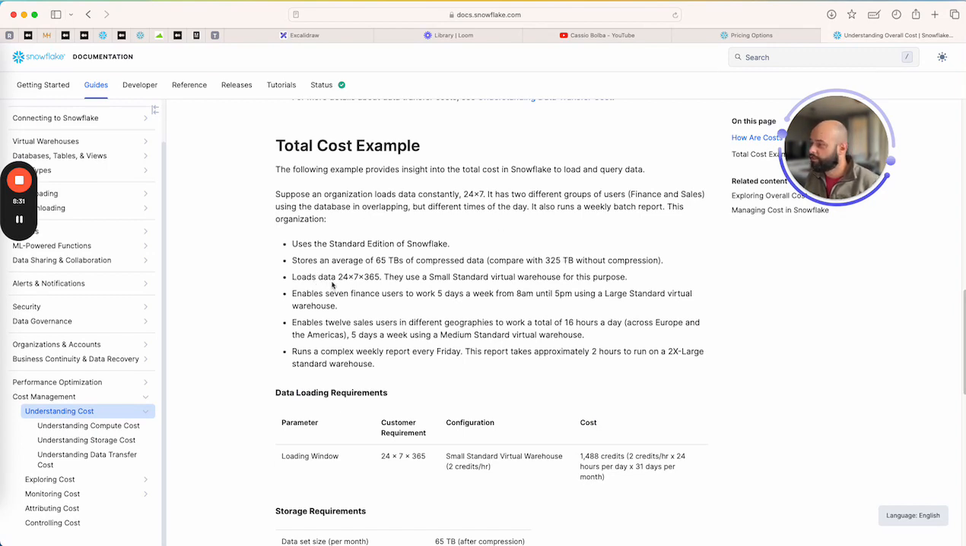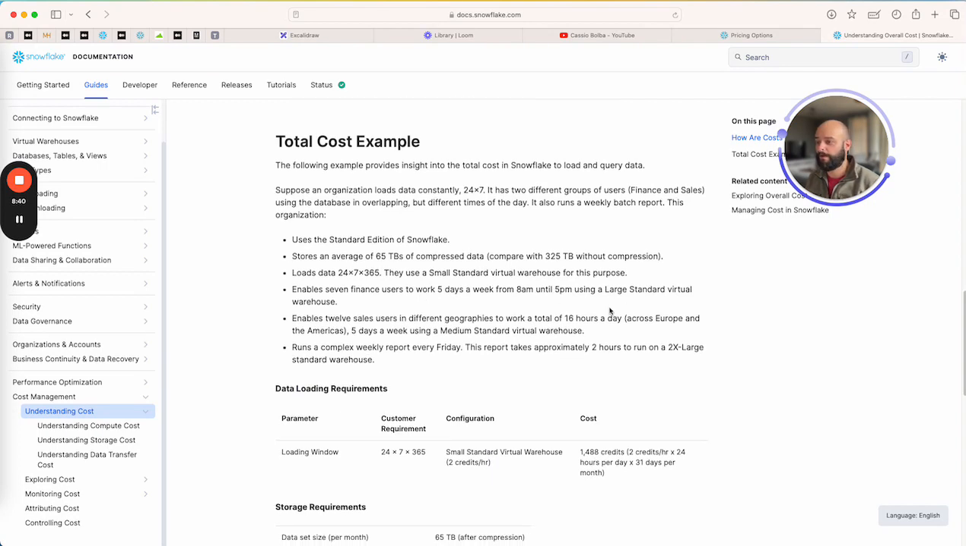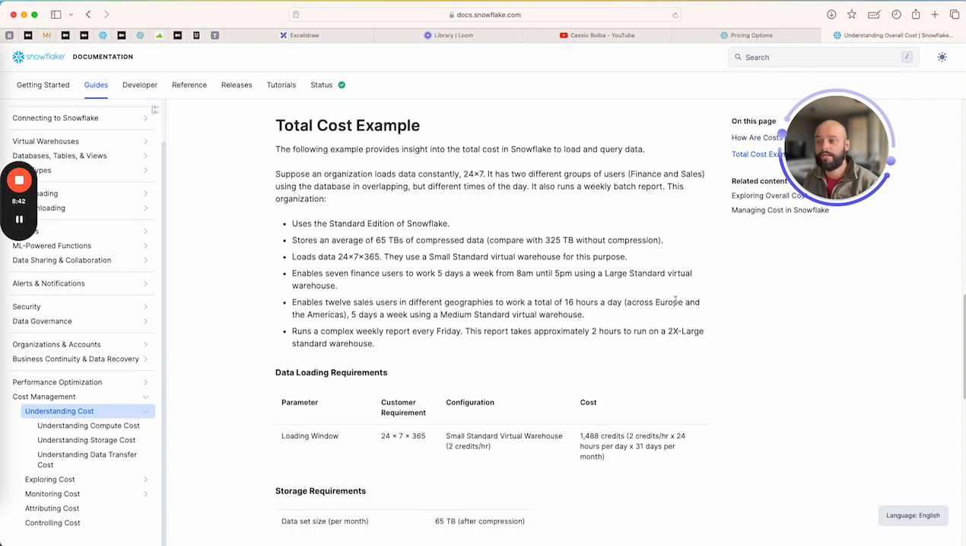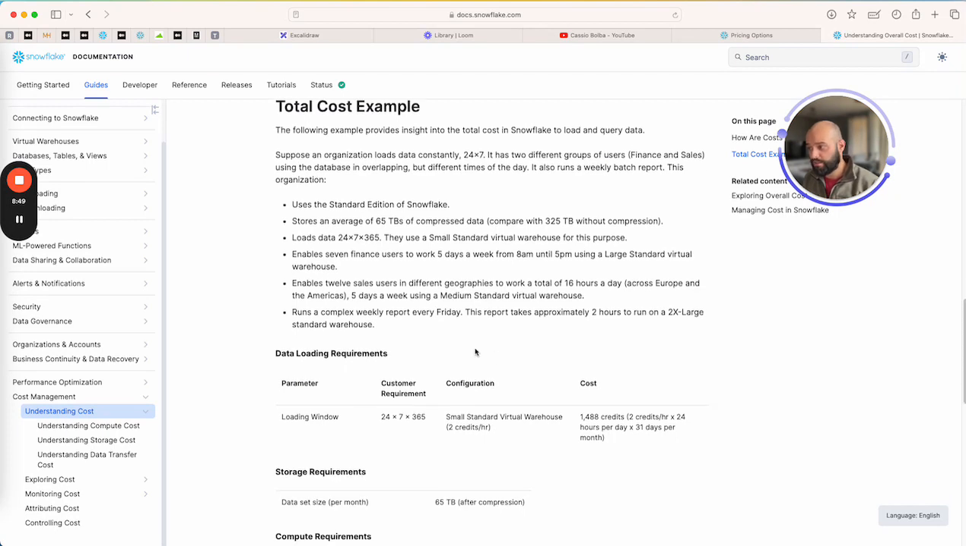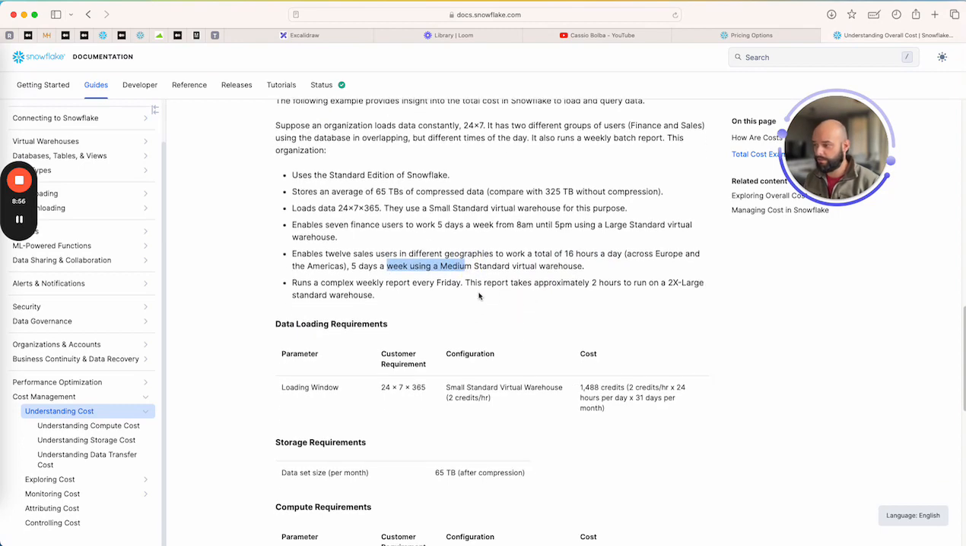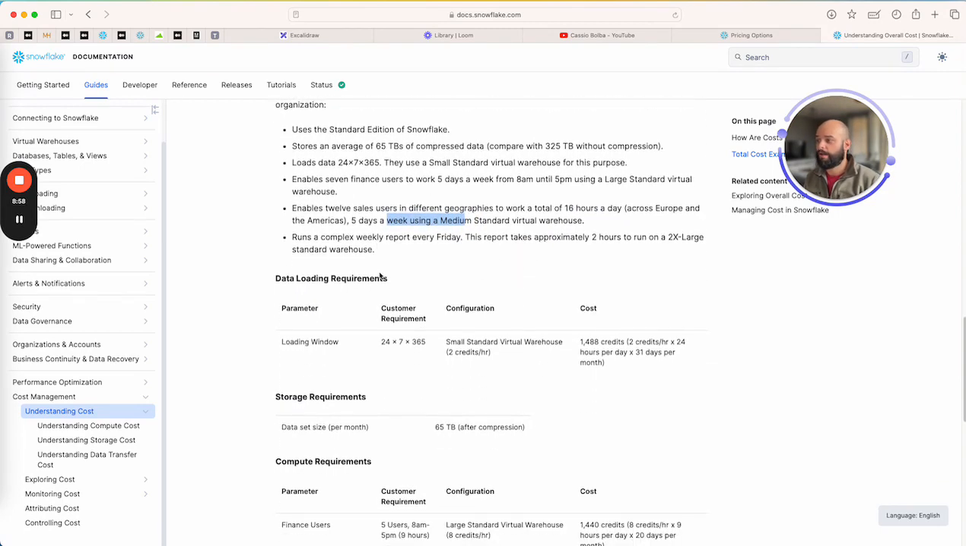The loads are usually 24/7, every day, 24 hours, right? Enable 7 finance user workers to work 5 days a week from 8 to 5, okay, in a large standard virtual warehouse. So you are planning the virtual warehouse, the amount of people that might be querying that every day, and another sales user that is going to use 16 hours a day, 5 days a week in a medium standard warehouse. And yeah, some of the reports are going to use a 2XL standard warehouse.